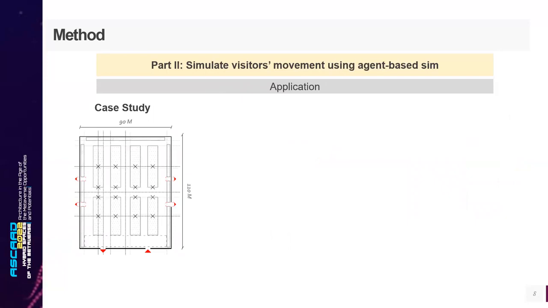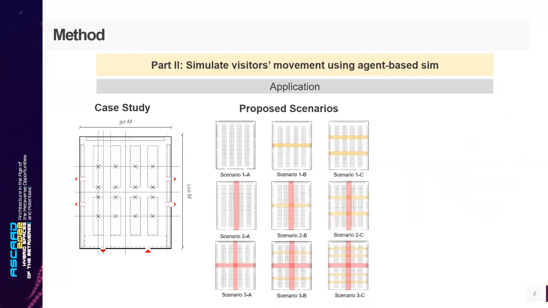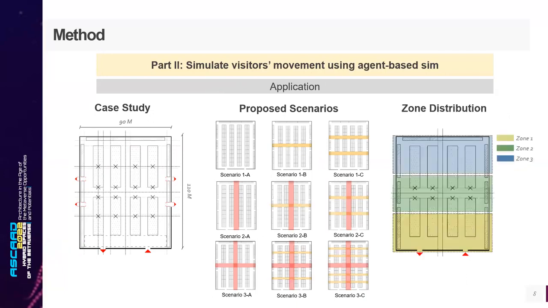The application of the framework starts with a generic case study of an exhibition space of 90 meters wide and 110 meters of length. Proposed scenarios are mainly concerned with the configuration between horizontal and vertical aisles, adding horizontal aisles, then adding a main vertical aisle, then adding both main vertical and horizontal aisles. Also, it is proposed that the space is distributed in zones that represent interest zones for each group of visitors.